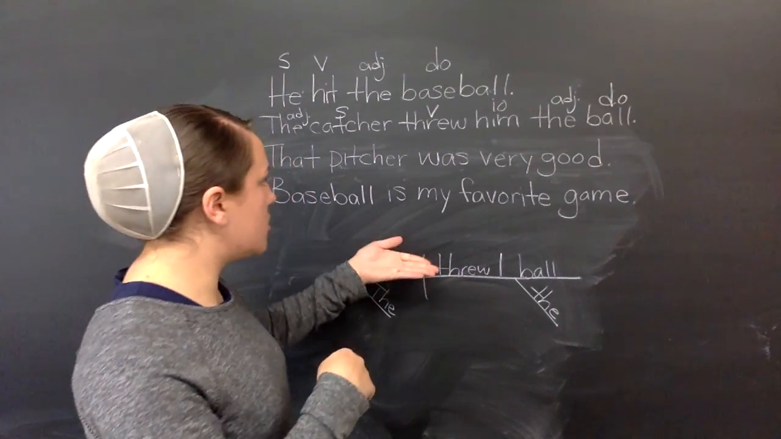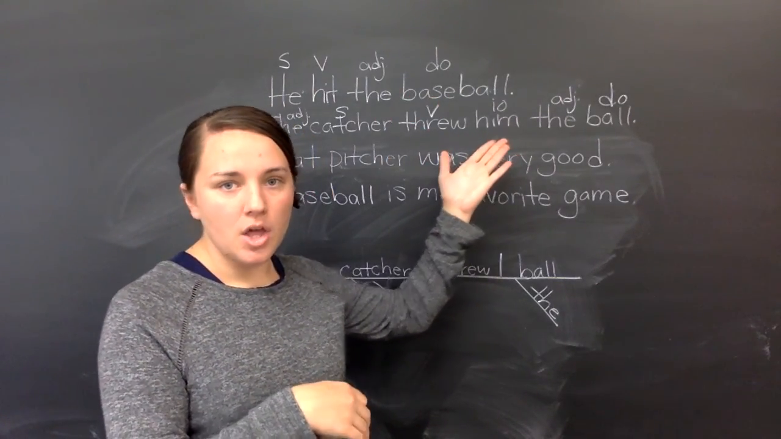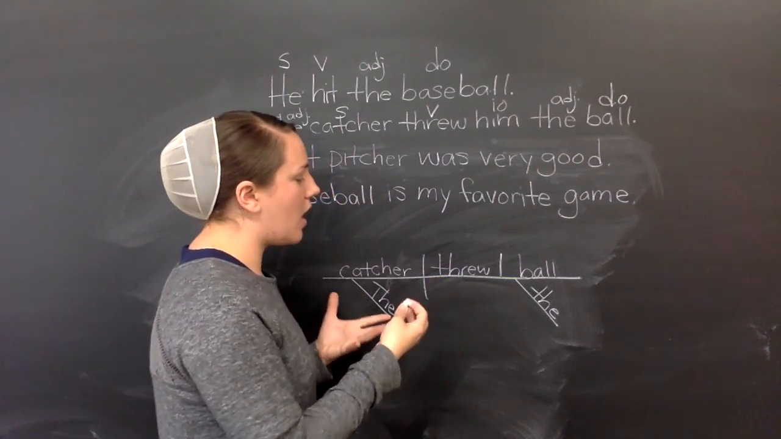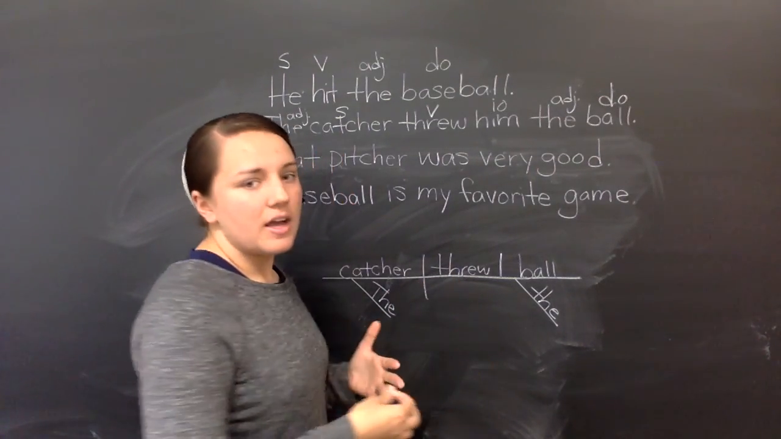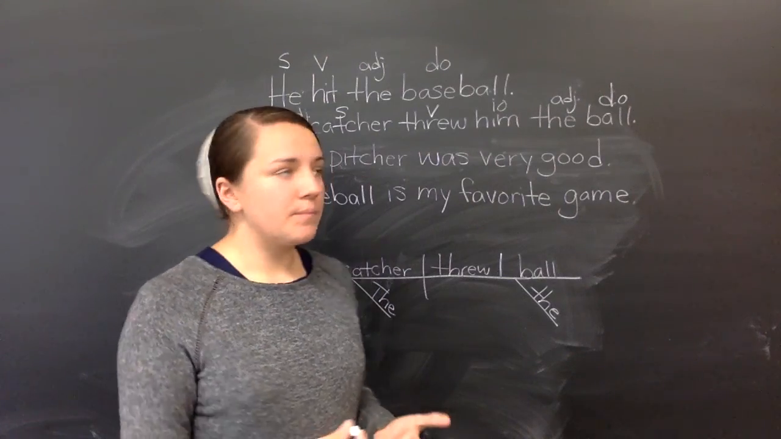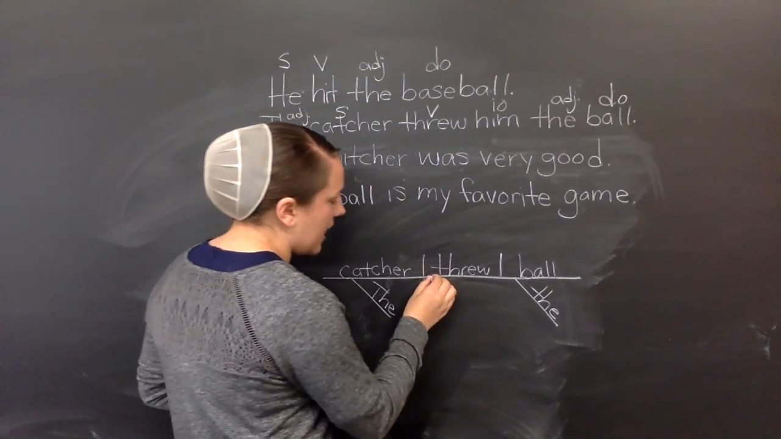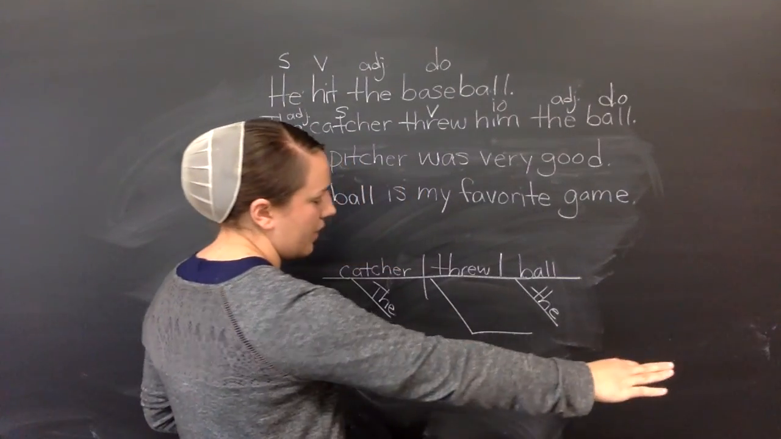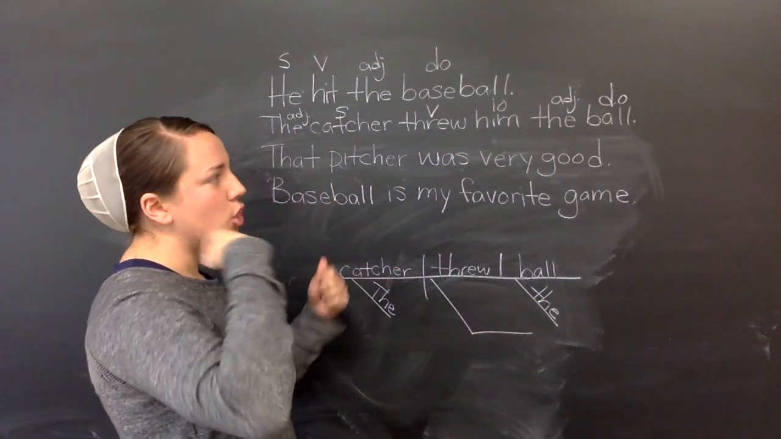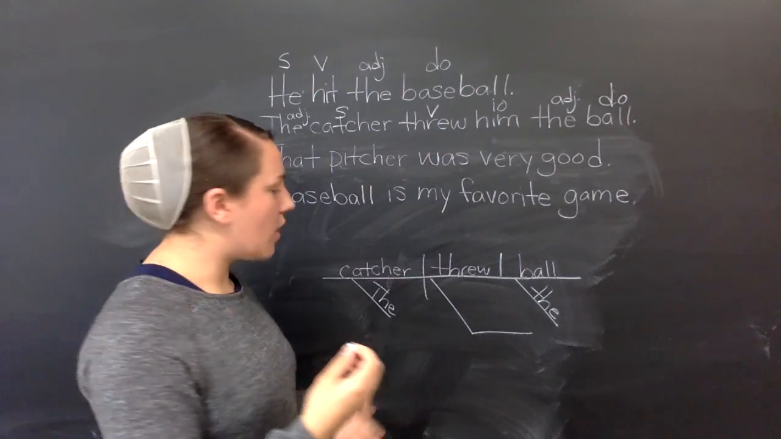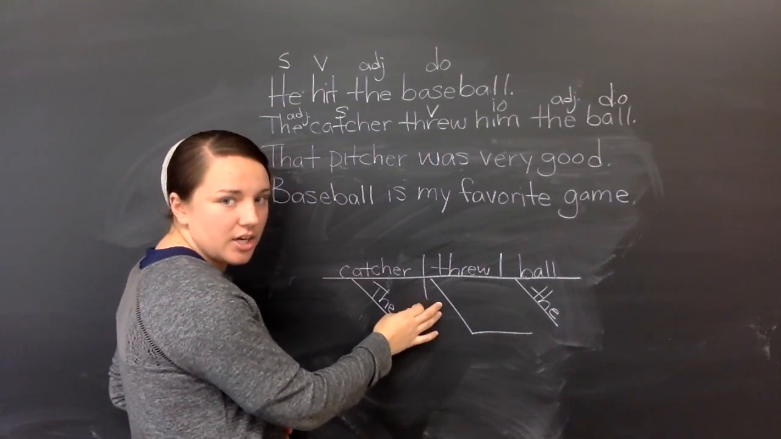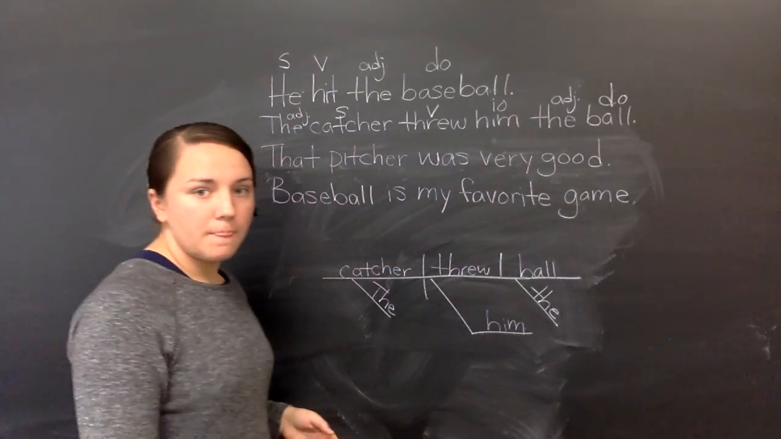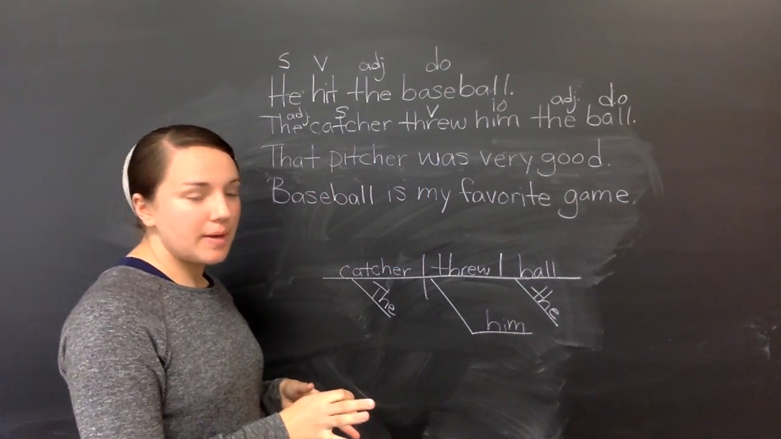Okay, so he threw to whom? He threw to him. So instead of just going on a line like an adjective would, you're going to make a slanted line, and then another line going horizontal. And your indirect object is going to go right here. Okay? So that is how you diagram indirect objects.